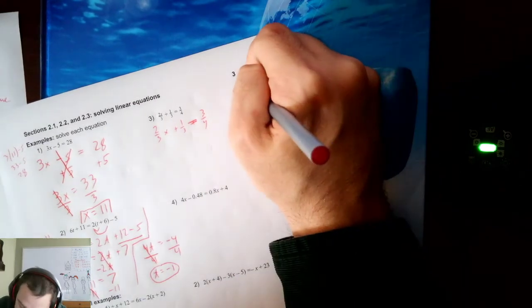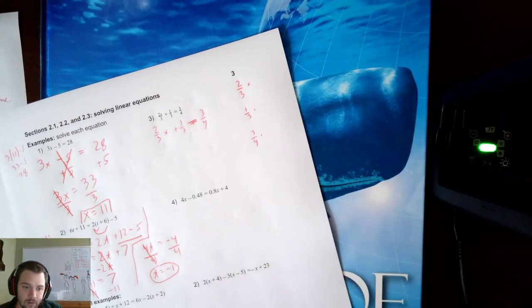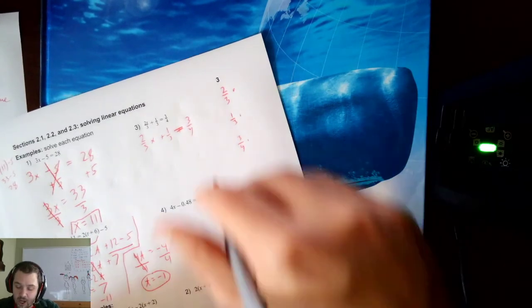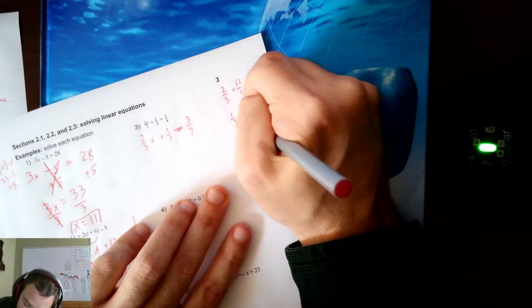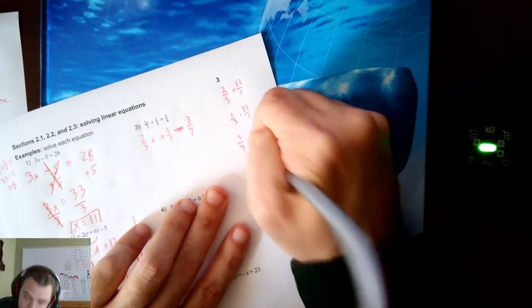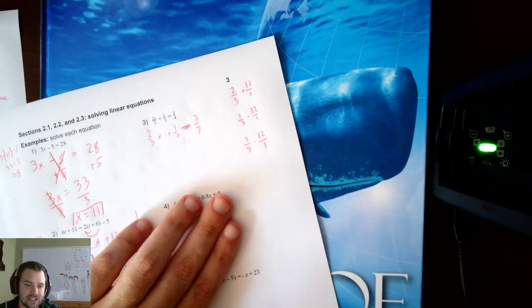Now, I look at my denominators. I have 3, 3, and 4. A common denominator between all of those would be 12. So I'm going to multiply everything by 12. The reason for this is it's going to turn all of these fractions into whole numbers.